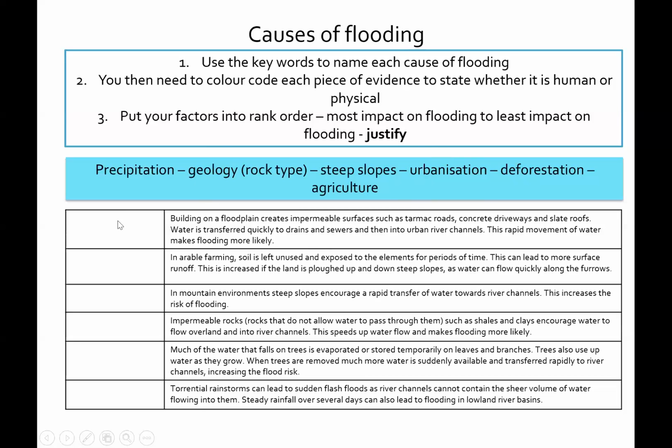Once you've gone through and you've written the keywords for each of them, I want you to colour code them into whether you think they are a human cause of flooding, so caused by people, or whether they're a physical and natural cause of flooding. So that first one, urbanisation, well obviously people build, don't they? People lay tarmac, people lay concrete. So urbanisation would be a human cause of flooding, and you would colour code that in one colour. You've then got to rank them, so looking at how much impact do they have on flooding.